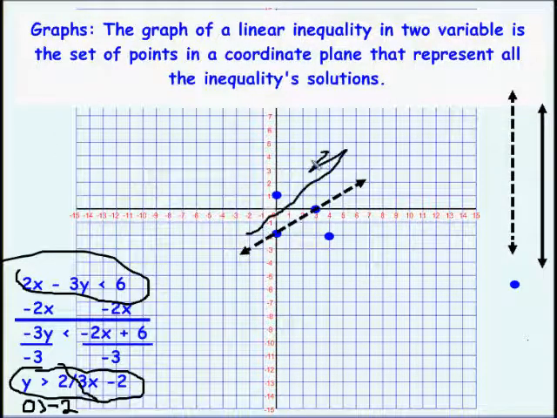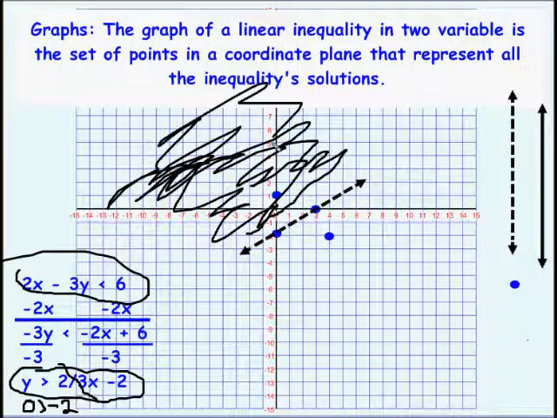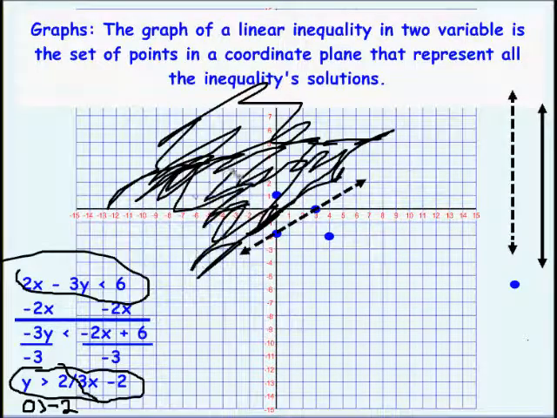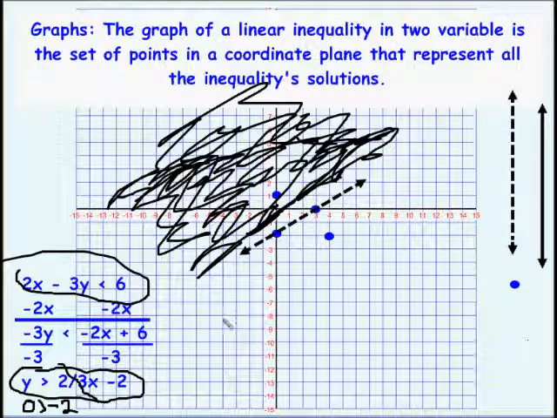Now that would mean that I'm going to shade in the part of the graph with 0, 0, which is above this dashed line. Any point that appears in the shaded area would be a solution. The points right here on the line will not be a solution. And as you can see, when we checked before, 4, -2 is not in the shaded area, so it is not a solution.